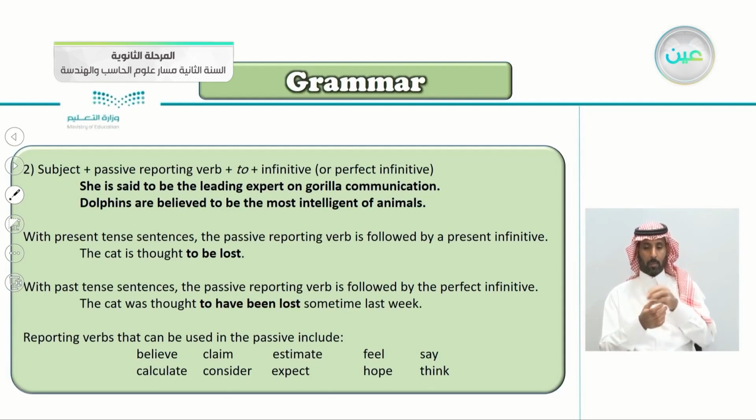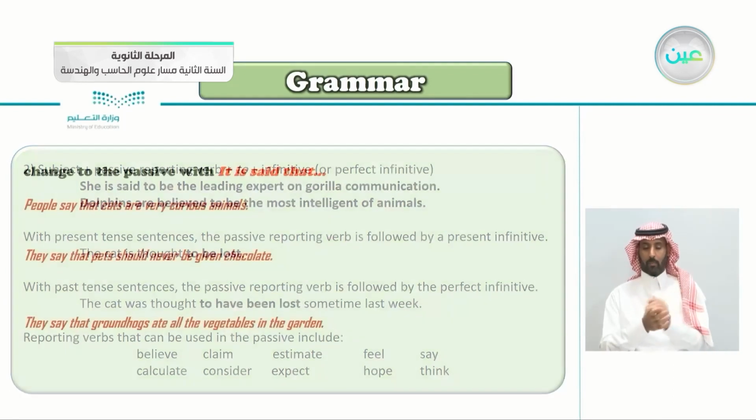Reporting verbs that can be used in the passive include believe, calculate, claim, consider, estimate, expect, feel, hope, say, and think. Because, of course, we already used believe and say. And here's thought, think here is thought. So these are words that you can use as passive reporting verbs.